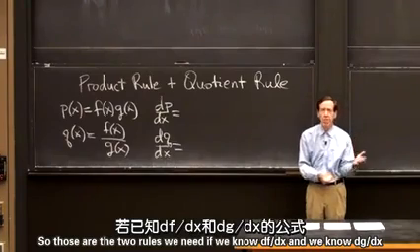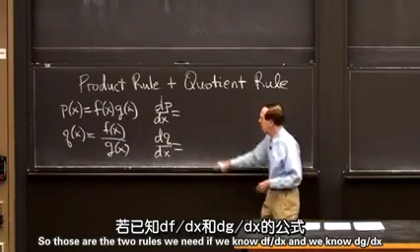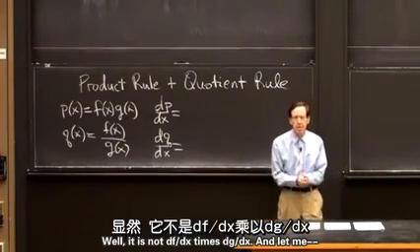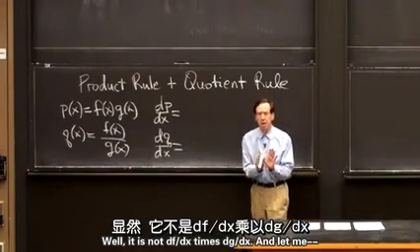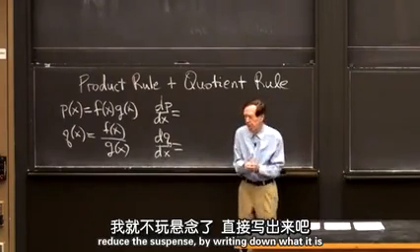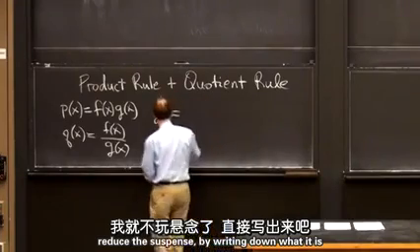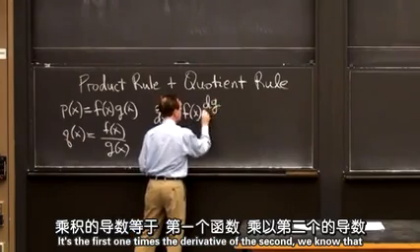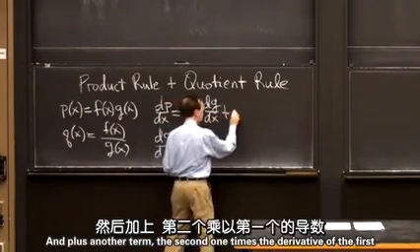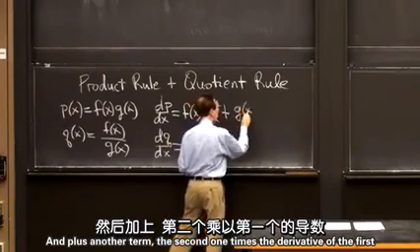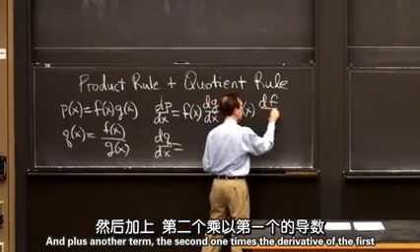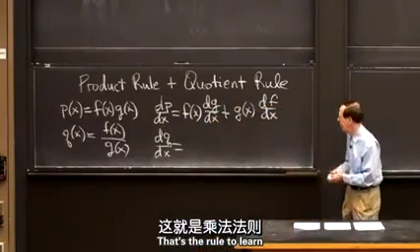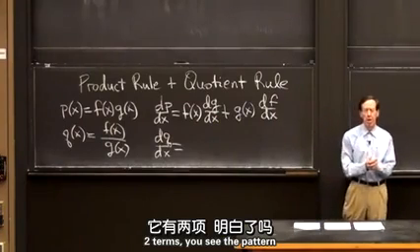If we know df dx and we know dg dx, what's the derivative of the product? Well, it is not df dx times dg dx. And let me reduce the suspense by writing down what it is. It's the first one times the derivative of the second, we know that, and plus another term, the second one, times the derivative of the first. Okay. So that's the rule to learn. Two terms, you see the pattern.